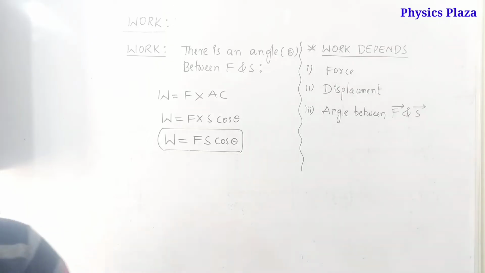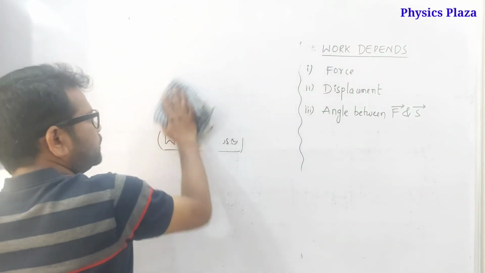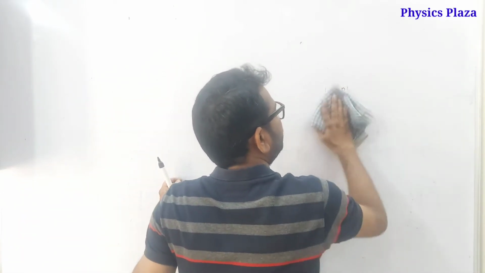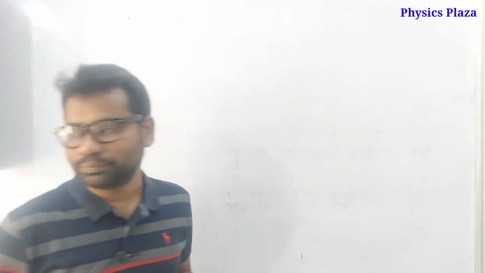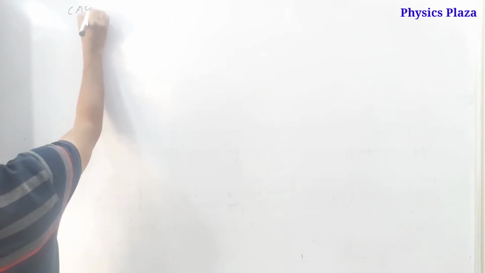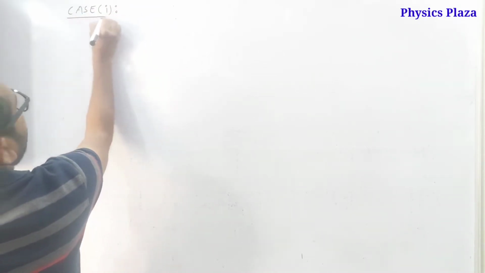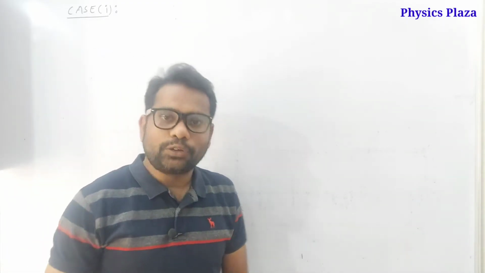Now children, we will discuss the types of work done, that is, when work done is positive, when work done is negative, and when work done is zero. We will discuss this from an examination point of view. Applications based on this are very important. Now let us see. We will discuss it as case 1, case 2, case 3. Children, we will take examples, because with examples it will be very clear to us.